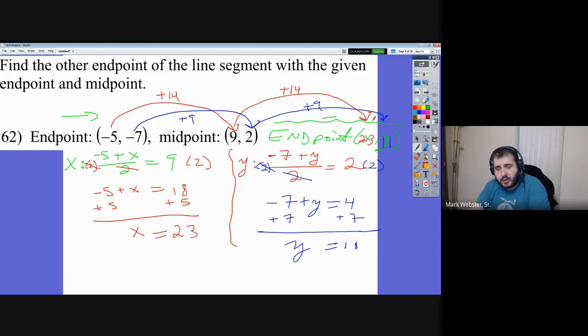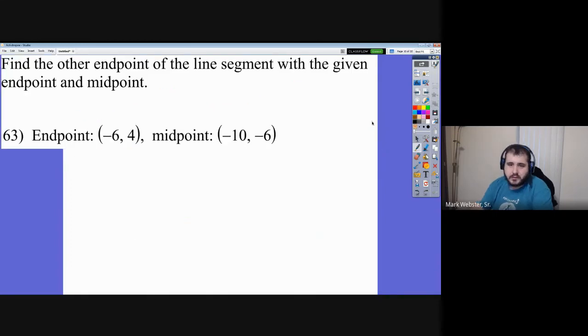Okay, so I want you to give this one a try. Same idea, different numbers.